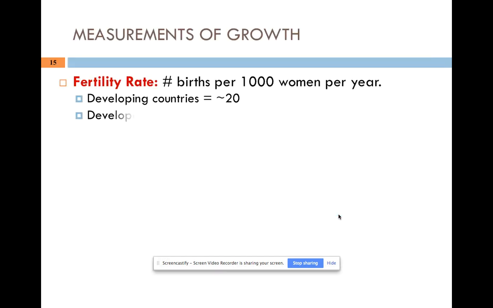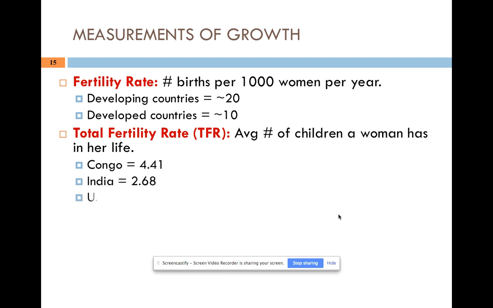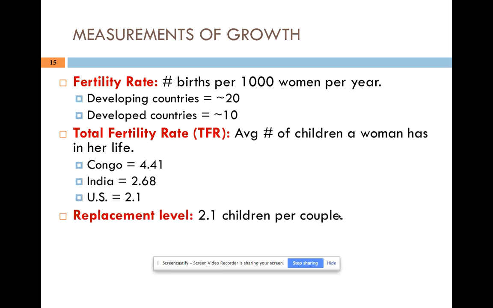So we talk about some measurements of growth. How do we classify countries as developed or developing? We look at fertility rate and the total fertility rate. Fertility rate is the number of births per 1,000 women. The most likely used measurement is total fertility rate. That's the average number of children a woman is going to have in her lifetime. And that tells you a lot about the country that she comes from.